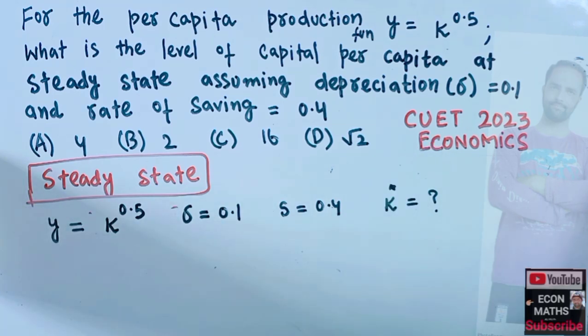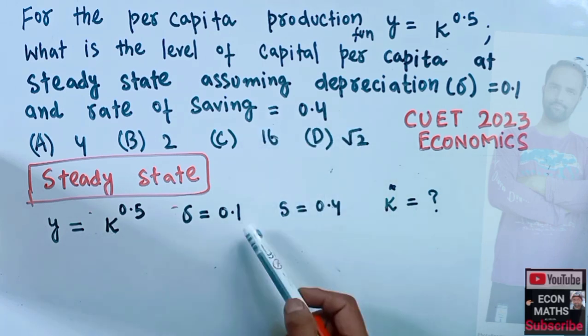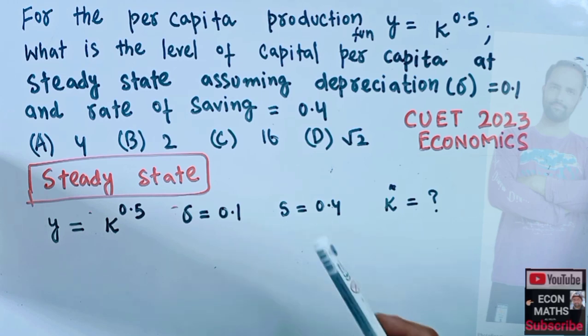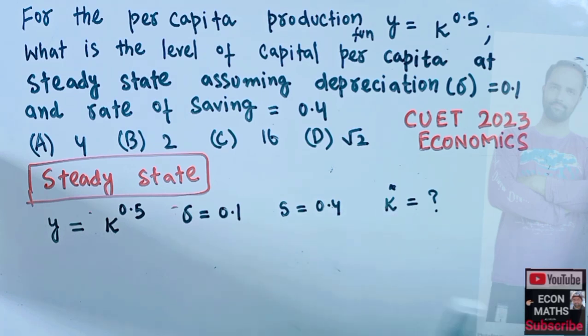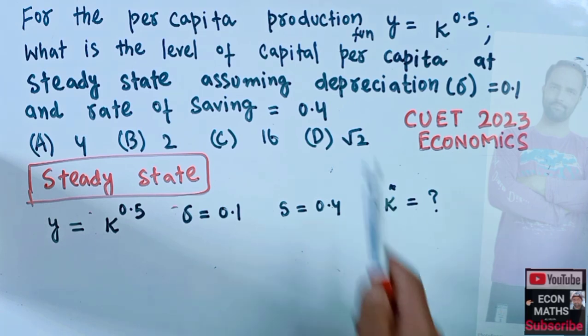Options are being given. We need to find out the correct option. Now this question is related to the Solow model. We are being given this equation. I have written it here. Y denotes the output per worker, which is equal to k to the power 0.5. K denotes the capital per worker. The depreciation rate is 0.1. The savings rate is 0.4. We need to find out the steady state level of capital per capita.